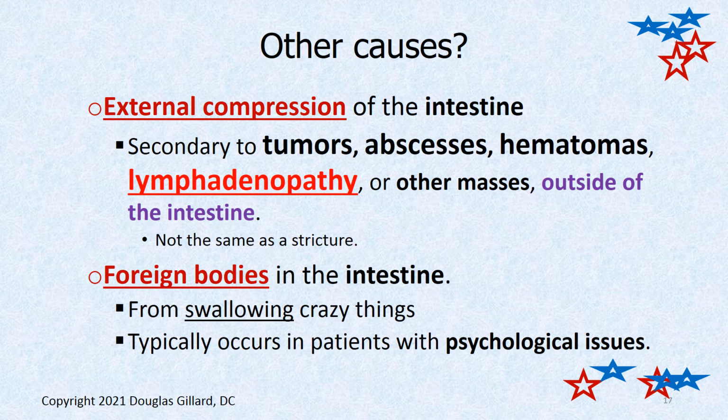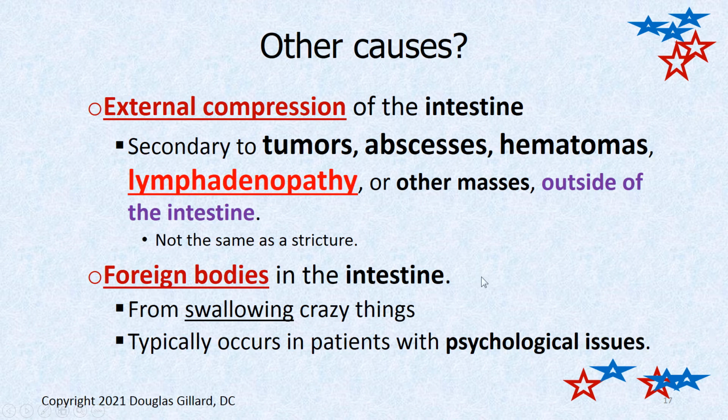Well, we said things external to the intestine can push in, so adjacent tumors or abscesses or hematoma or a lymph node, a celiac lymph node that's really swollen up, probably filled with cancer. It can push into the intestine and cause obstruction.